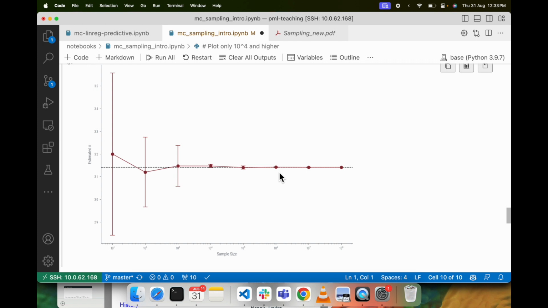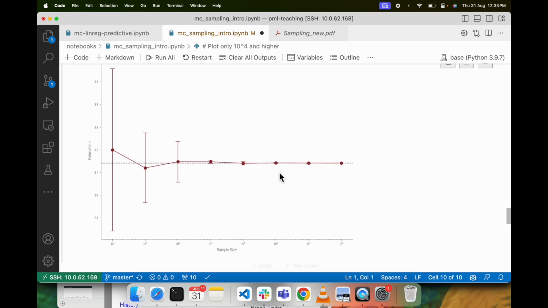There is absolutely no variance, right? Beyond 10 to the power 5, so 10 to the power 6 onwards, it seems it's a very good estimate. But are we missing anything? Why are we not able to see that variance?